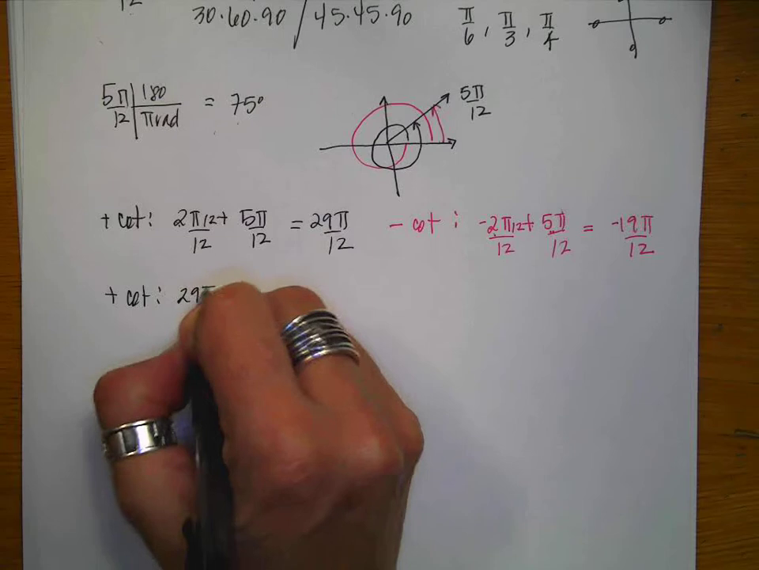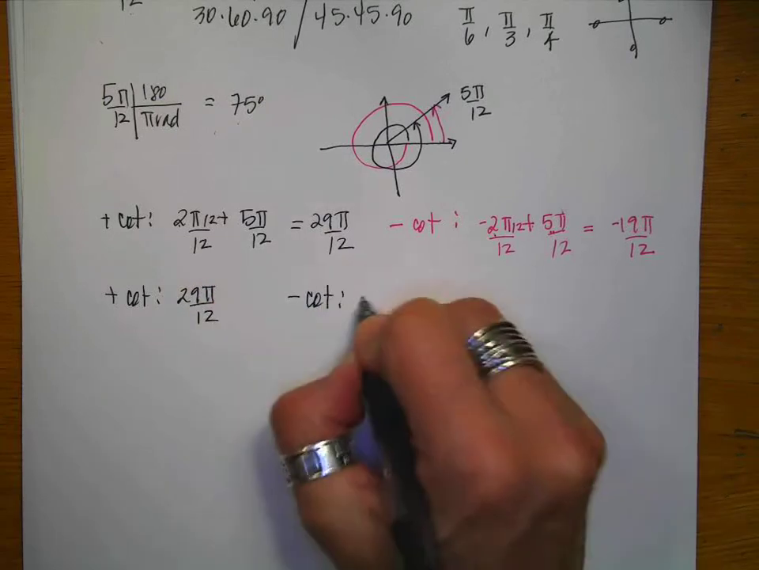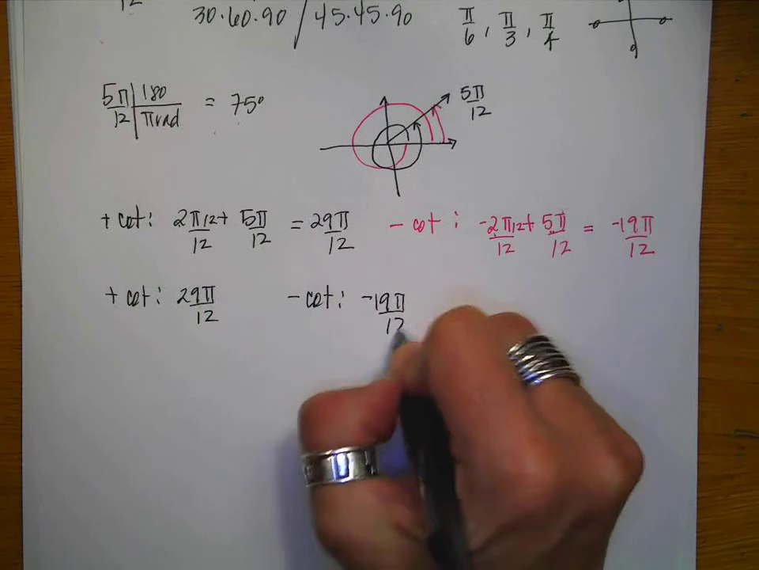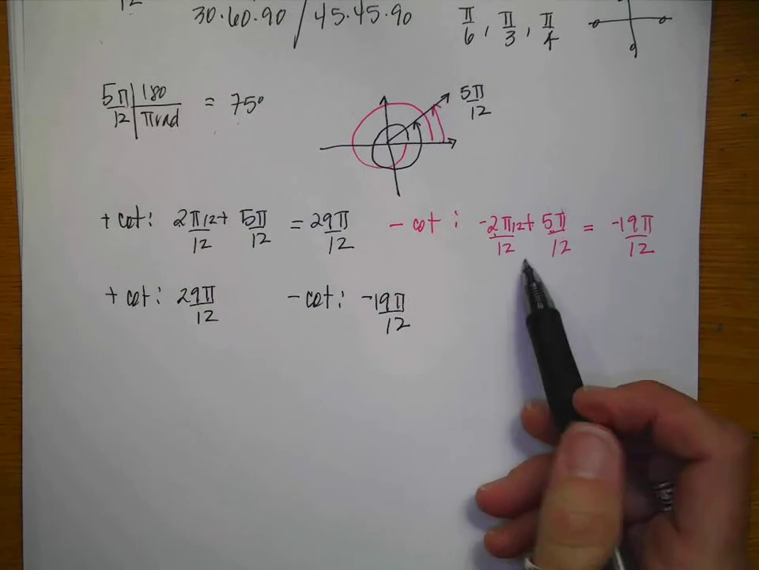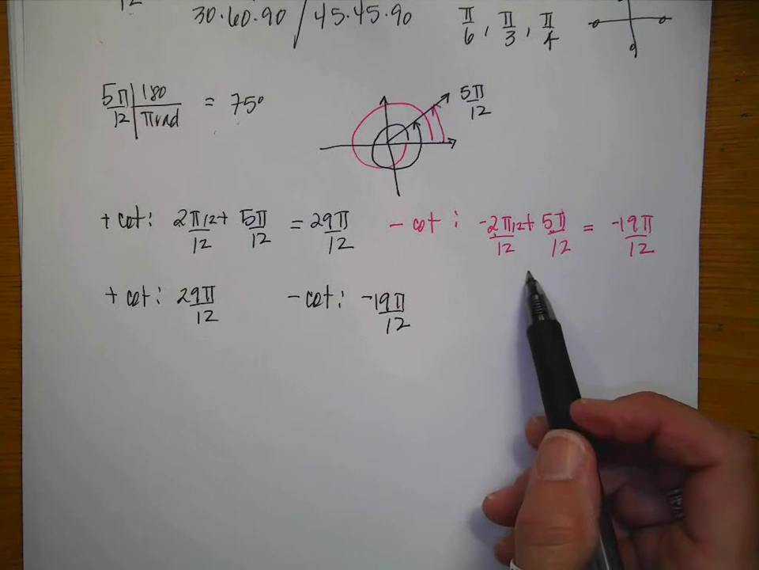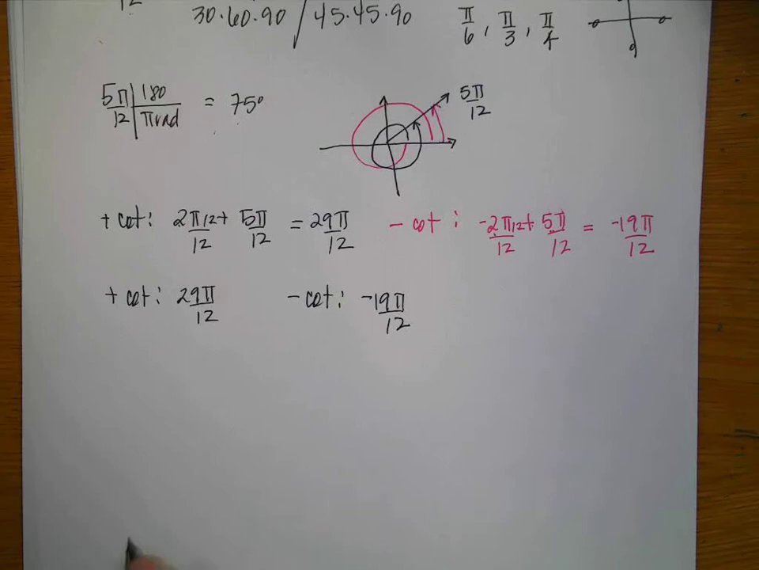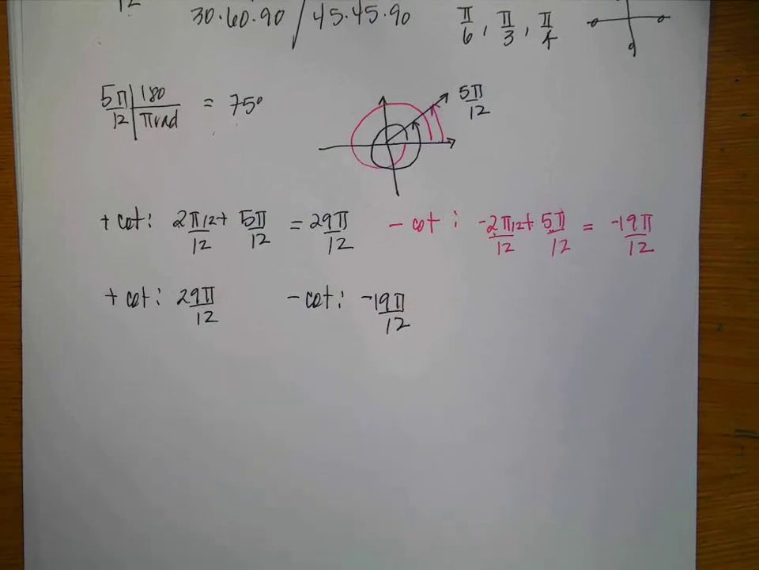And then, of course, I would report politely, my positive coterminal is going to be 29 pi over 12. My negative coterminal is going to be a negative 19 pi over 12. Okay? All right. So the next couple of things that we're going to talk about, and we're going to be doing lots of things with radians over the course of the next 3 chapters. But the next thing that I want to talk about is arc length and the area of a sector.